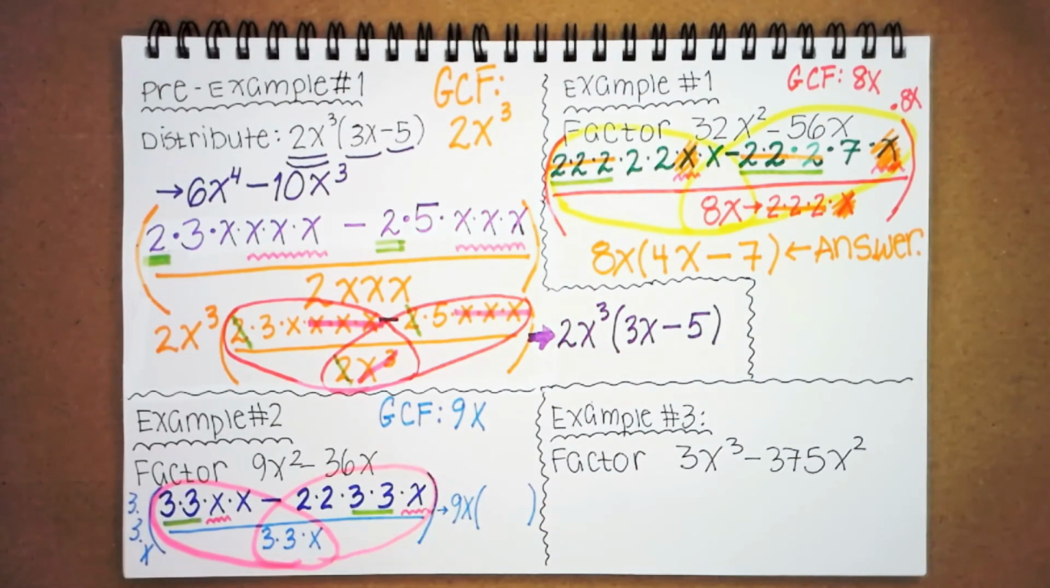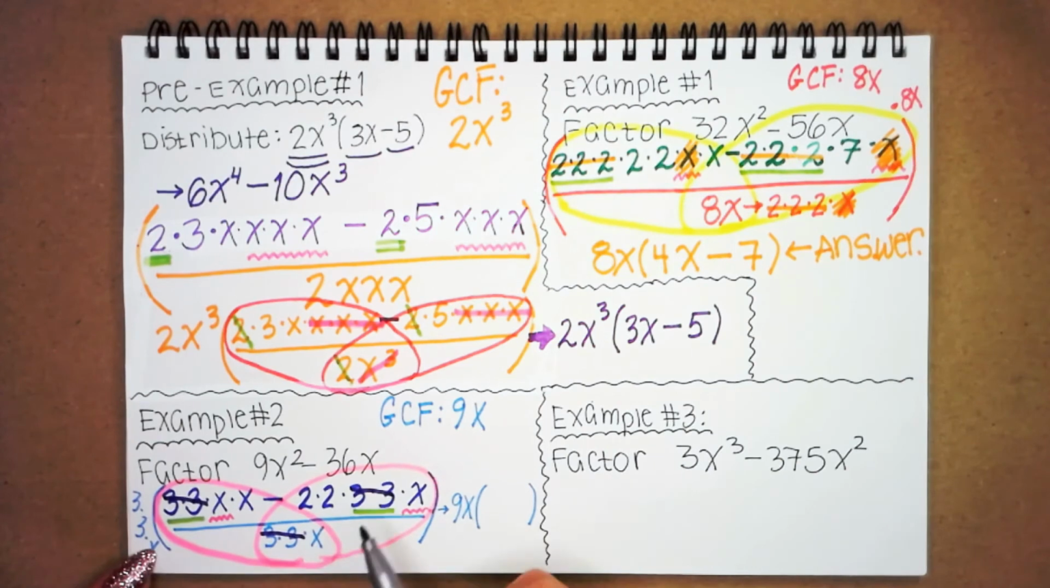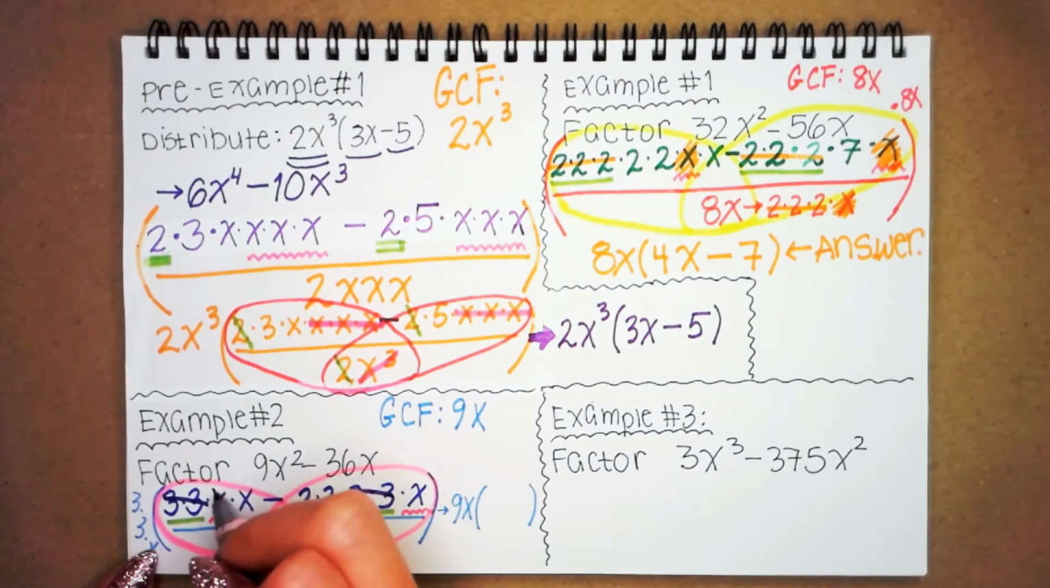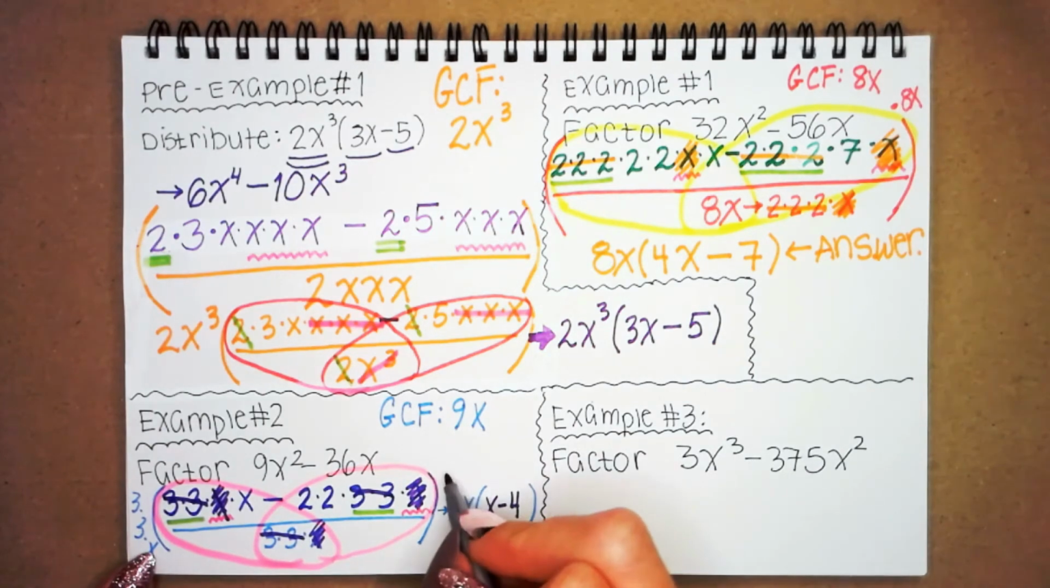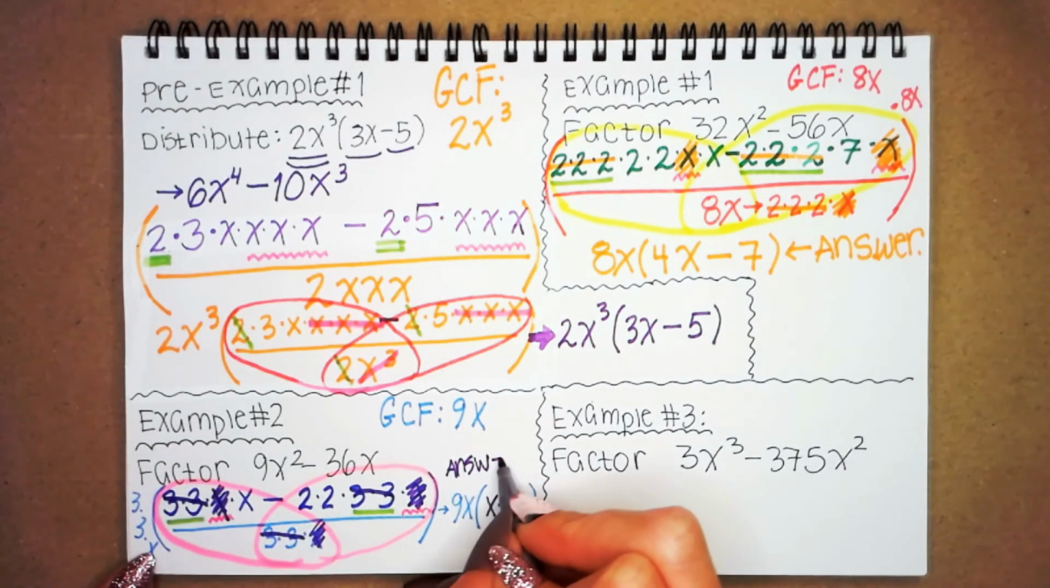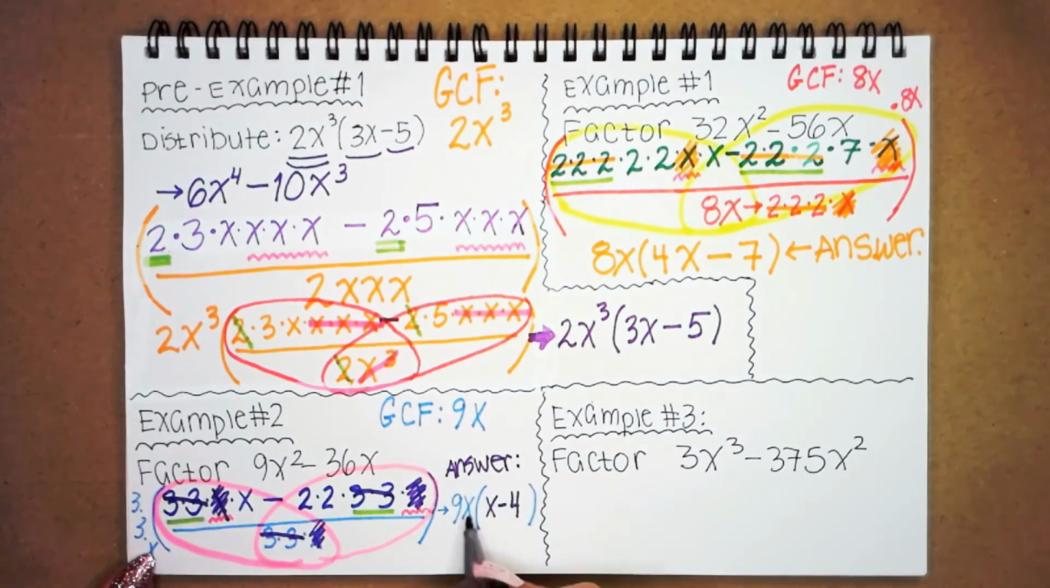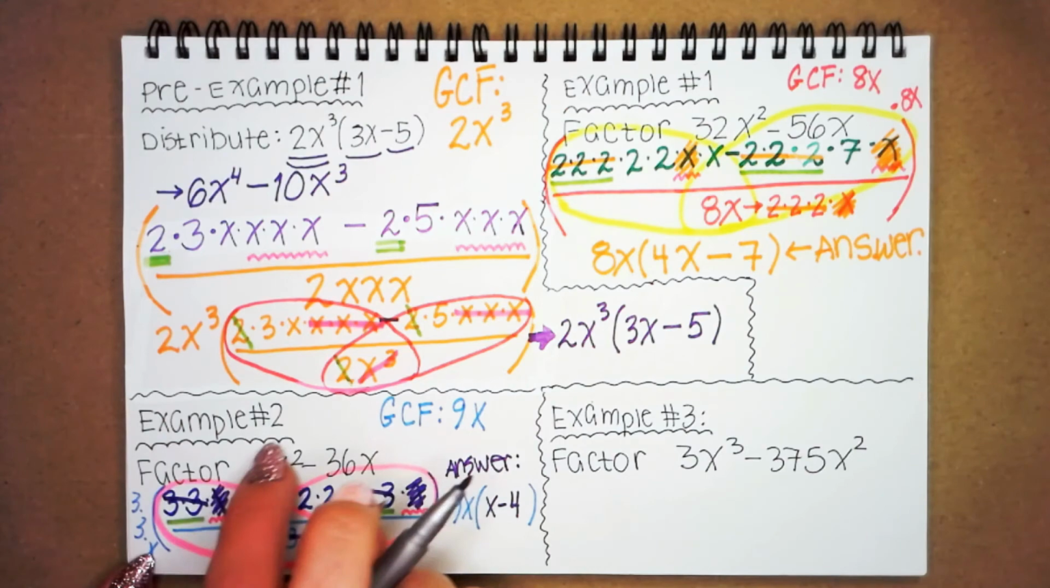Now let's look at the pretzel. I reduce a 9 from all 3 parts of the problem, both terms in the numerator and the term in the denominator, and I reduce the x from all 3 parts as well. What's left inside? X minus 4. When all is said and done, you shouldn't have anything in the denominator, and if you do, you did something wrong. So there we have our answer. Again, you can check by just distributing and seeing if you get back the original problem.